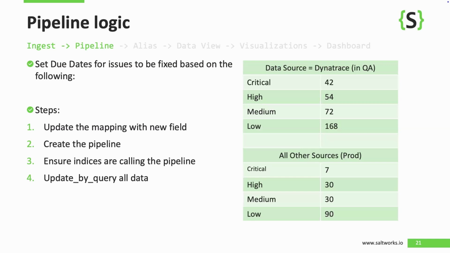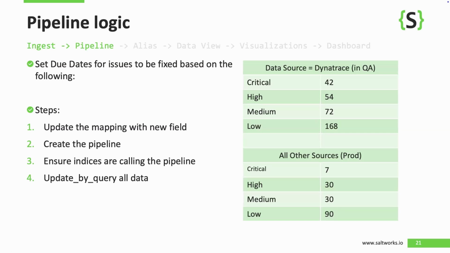So if it's Dynatrace, we'll do it with this top list that we've got shown, and everything else we'll use the other list. So it's a four-step process. What we're going to do, we're going to go through and first update the mapping. So the mapping you can think of as a schema if you're used to SQL databases. So we first have to update the mapping.